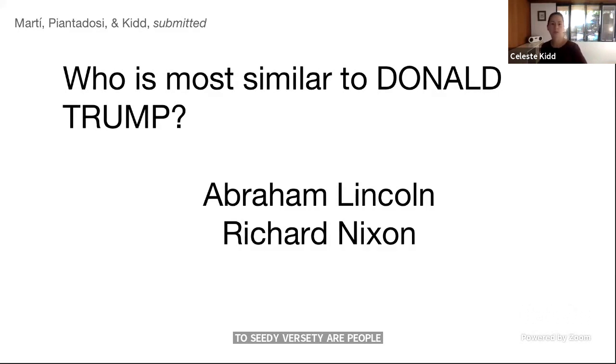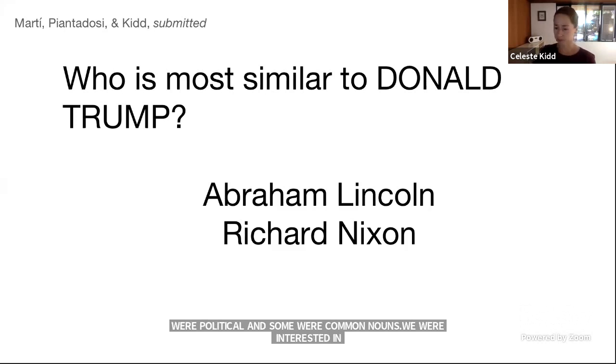To do this, we asked people to rate similarities between common concepts, following classic methods in cognitive psychology from people like Roger Shepard and others. Some of these concepts were political and some were just common nouns. We were interested in discovering how many latent versions of each concept lived in the population.